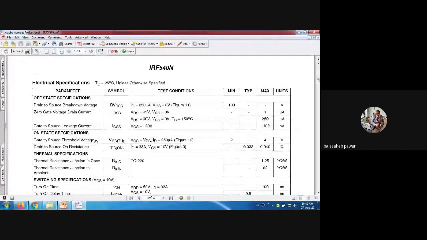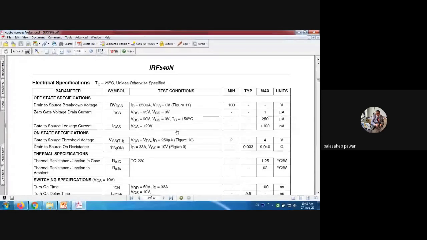Agree? Yes, sir. Okay. One more thing you will observe: this 2 to 4 volts is when VGS equals VDS. That means how much drain voltage you are applying with respect to source. That is VDD. Generally, we call the DC source connected to the drain VDD. When these two voltage levels are the same, whatever VGS you apply, the same voltage is applied to the drain, for example.